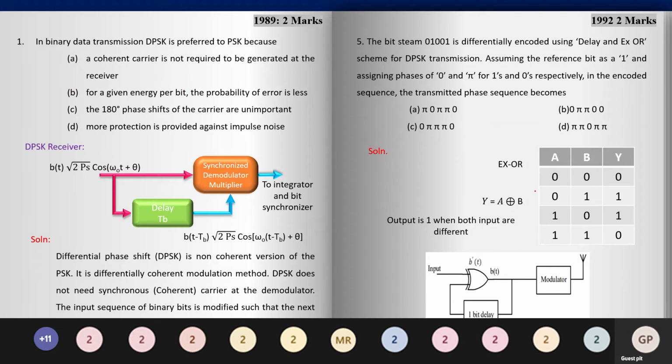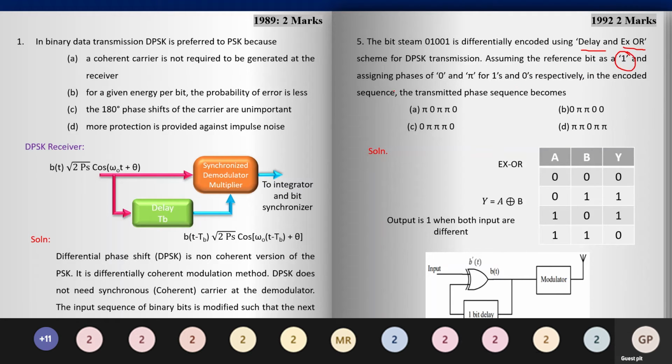Now we'll see the problem related to DPSK. Here they have given the binary data bits 0, 1, 0, 0. And as I have told you, they give you which type of universal operation you have to perform. Here they have said you have to delay and XOR the DPSK signal for transmission. The reference bit is also given here as 1.